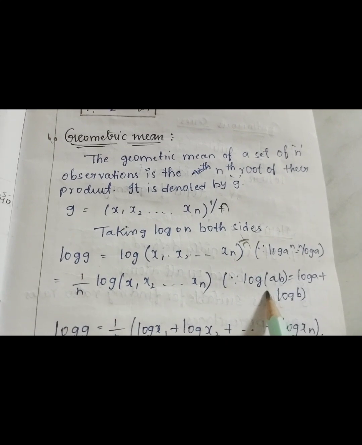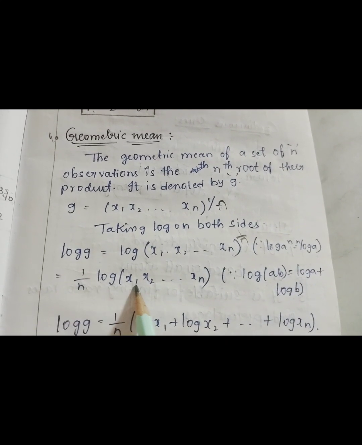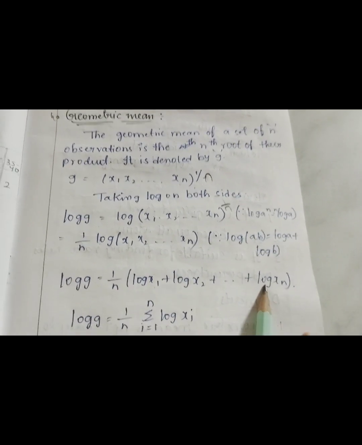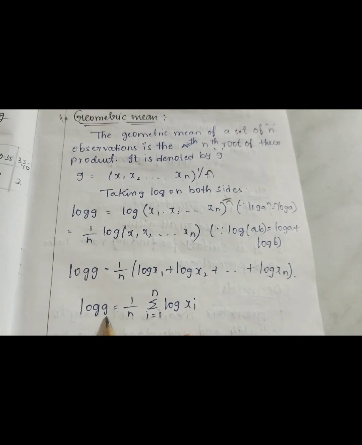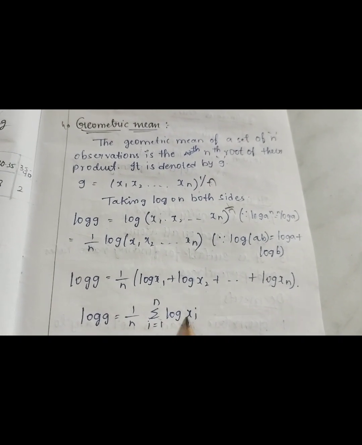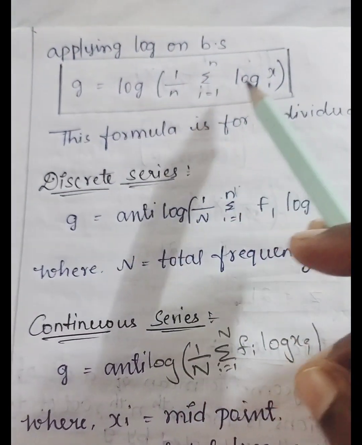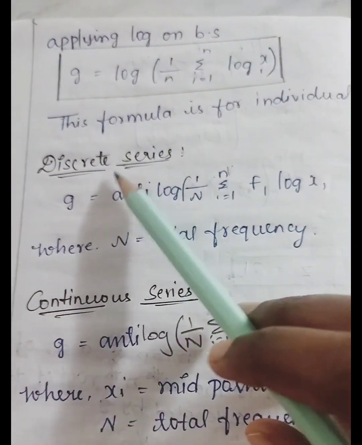Again we have a formula, log ab equal to log a plus log b. Now we can split these values. Log (x1 x2 so on xn) can be written as log x1 plus log x2 so on log xn. So finally you are going to get 1 by n summation i equal to 1 to n log xi. Therefore log G equal to 1 by n summation i equal to 1 to n log xi. Now applying antilog on both sides, you will get G equal to antilog of 1 by n summation log xi, which is the formula for individual series. Now comes the discrete series.